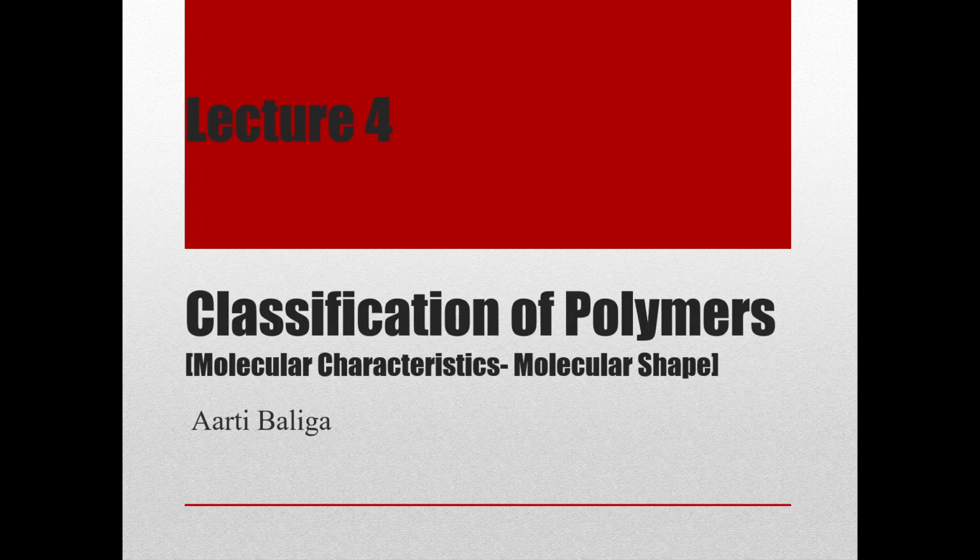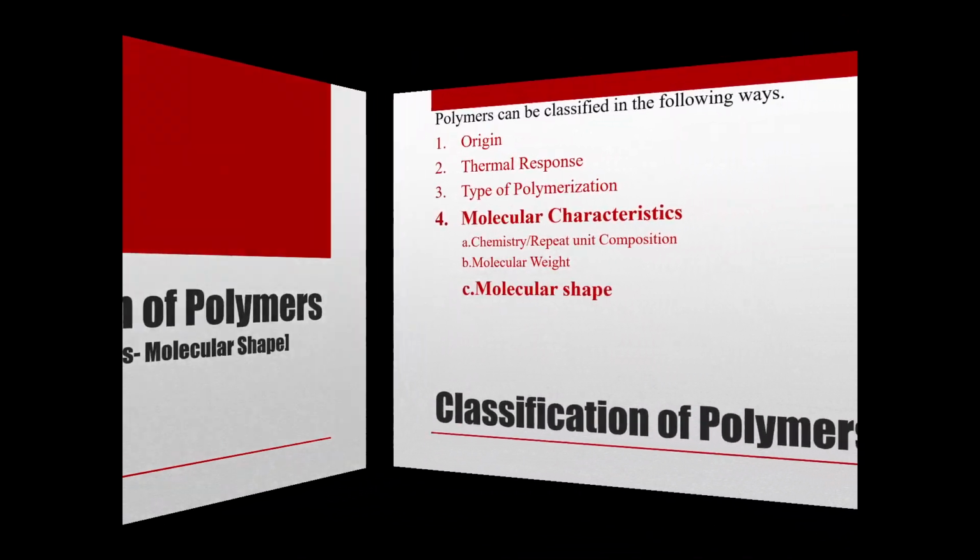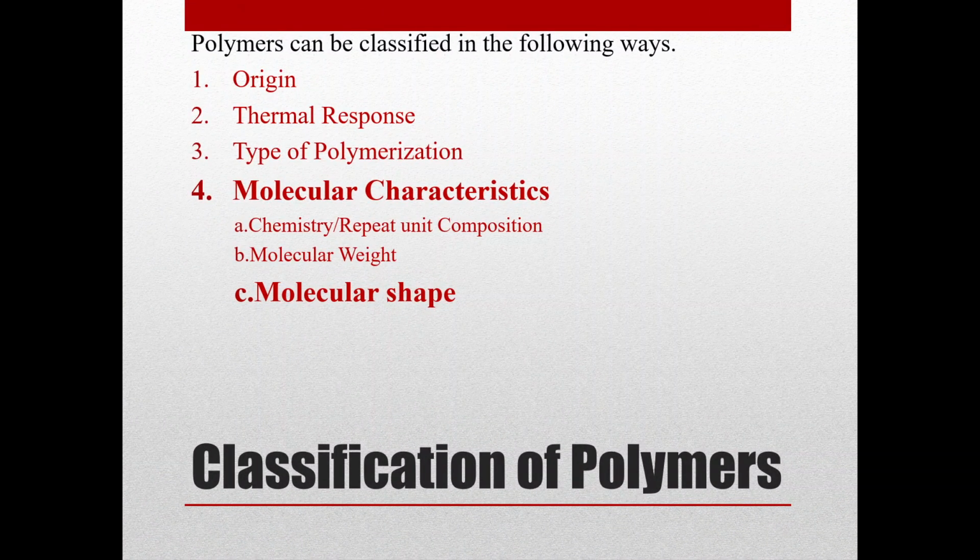Hello, today we shall look at the classification of polymers, where we will look into the details of the molecular shape, which is subclassified under molecular characteristics. So we have already seen polymers can be classified in the following ways: on the basis of origin, thermal response, and type of polymerization. Under molecular characteristics, we have seen molecular weight as one of the ways in which they can be classified. So today we shall look into molecular shape.